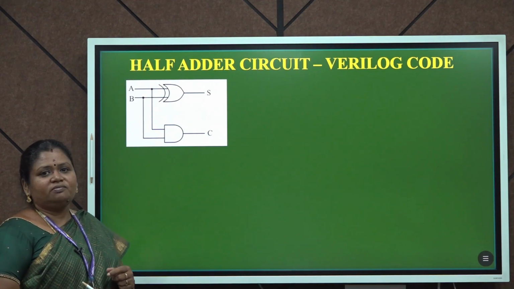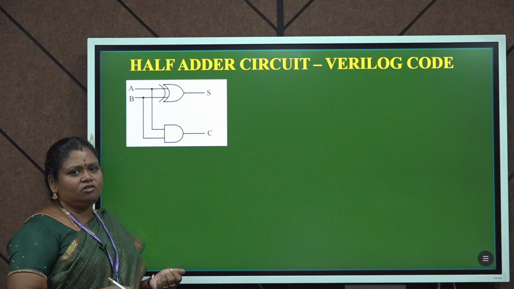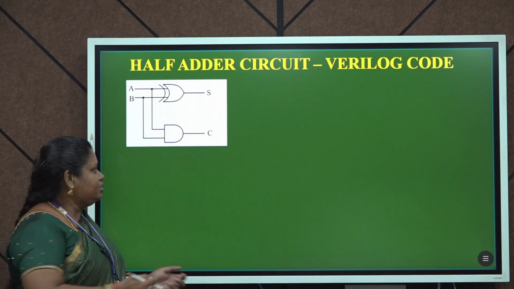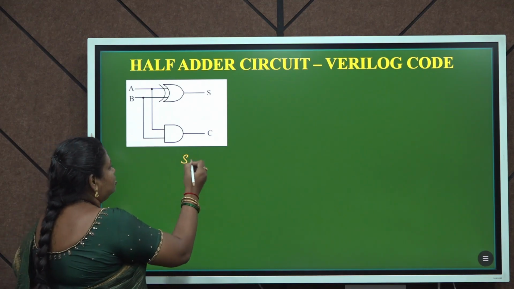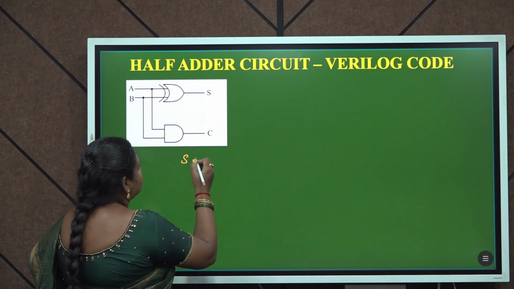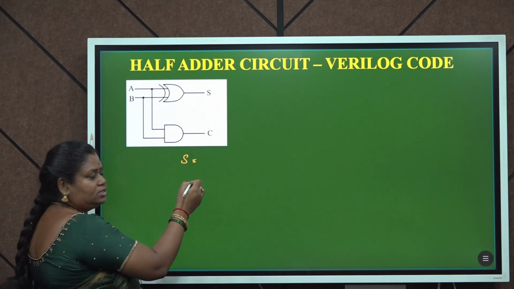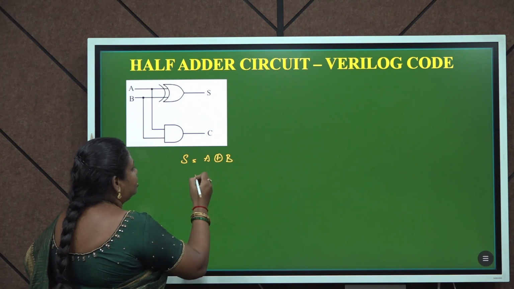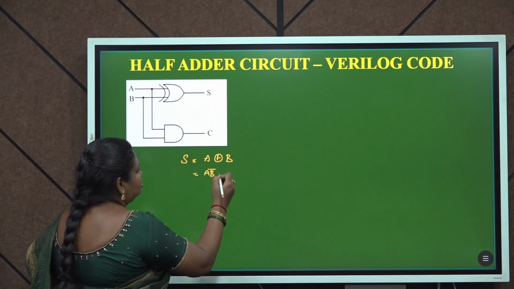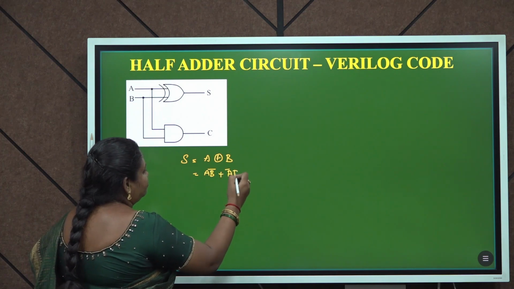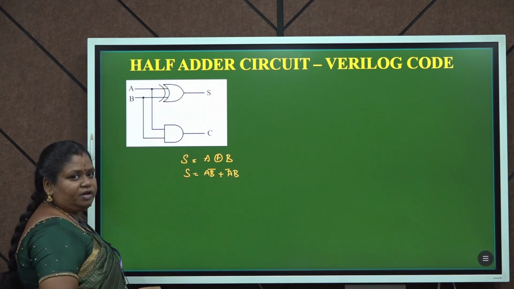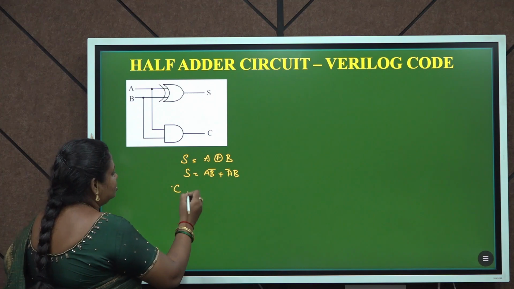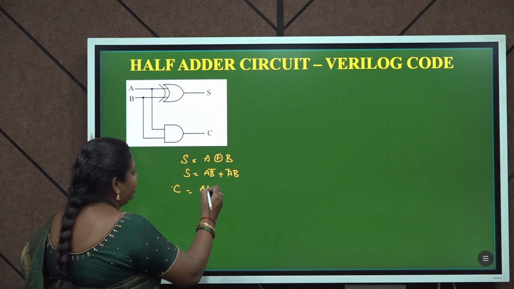So in the previous one we have derived the expression of sum and carry, right? So now what we are going to do is write that equation. The equation we obtained previously is: sum is equivalent to A XOR B, or A B bar plus A bar B. This is what we have derived from the previous one, and carry C is equivalent to A AND B.